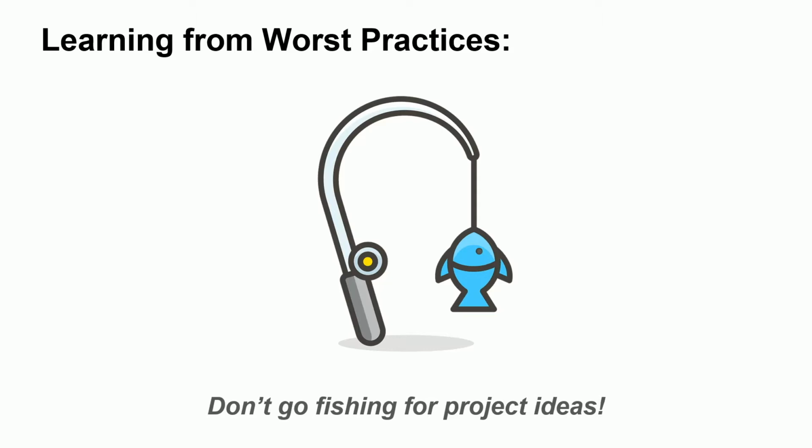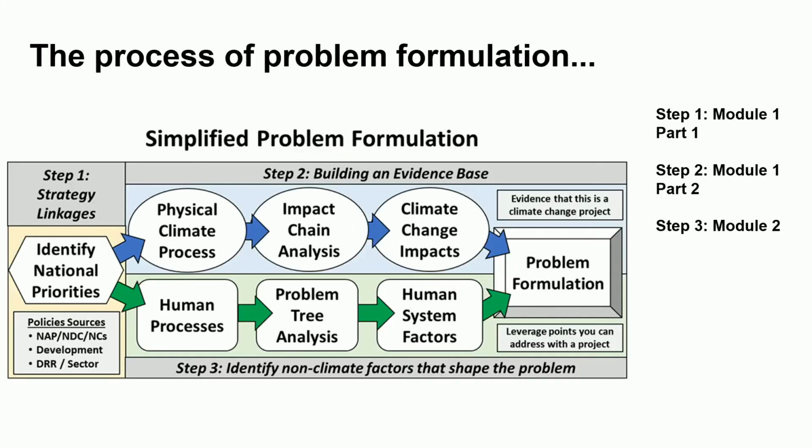So let's not go fishing for project ideas, but rather let's look at existing policies and strategies for project ideas. And that's a good place to start. So we don't have to look too far to find the topic for our project. We don't have to make up the topic. The topic must be aligned with your national priorities. So let's look at a graphic here.